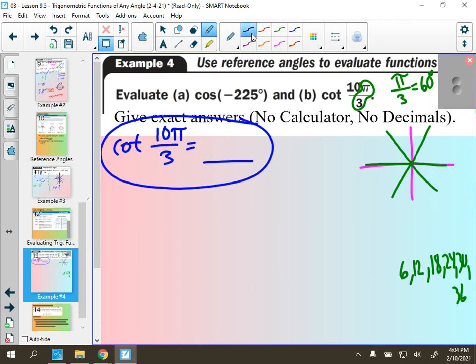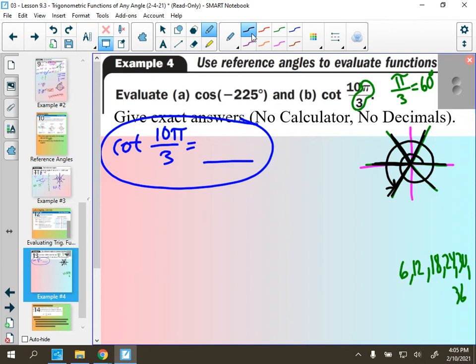So once I got them all laid out like that, let's just go 1, 2, 3, 4, 5, 6, 7, 8, 9, 10. Don't forget where we were. We went around one full time and stopped right there.